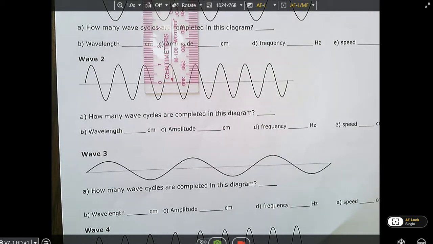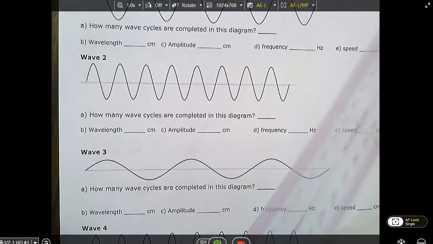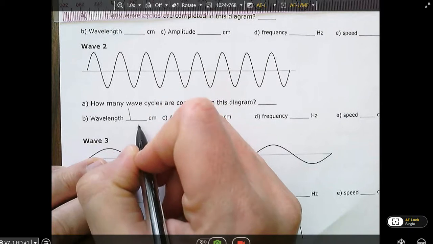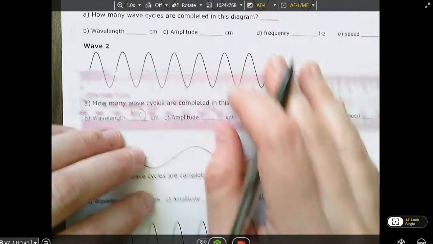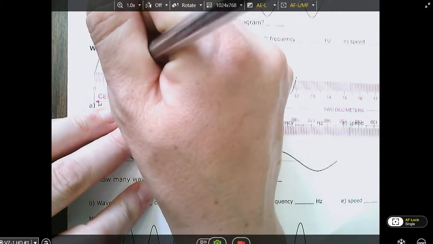So I didn't measure from the depth to the top. I measured from the middle point to the top. So you need to practice this. Wavelength, so this was 1 centimeter, and I can measure to the 10th, so I'm going to put a 0 because I really know that it's just 1 centimeter. Wavelength is from the beginning of one wave to the beginning of the next.